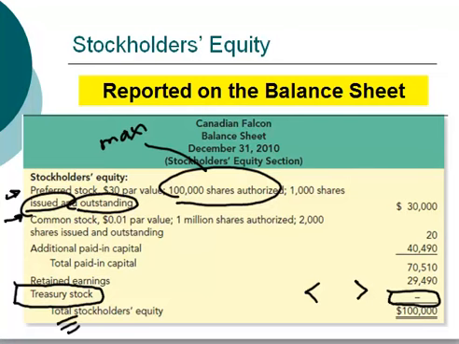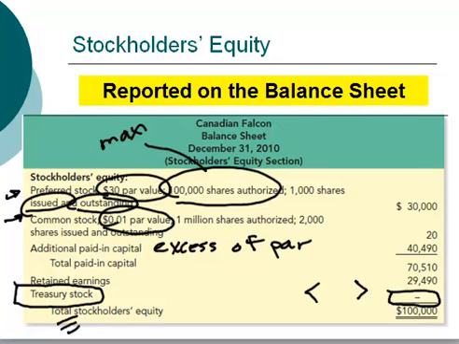Additional paid-in capital, recall, is the amount in excess of par value. For both preferred and common stock, the number of shares issued are recorded at par. Notice we have 1,000 shares issued, $30 par value translates to the $30,000. Here we have 1 penny per share multiplied by 2,000 shares issued gives us $20 of par value. The excess is recorded here.